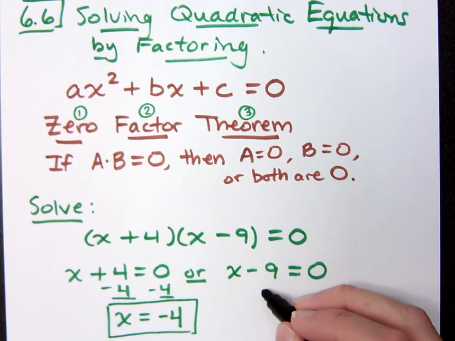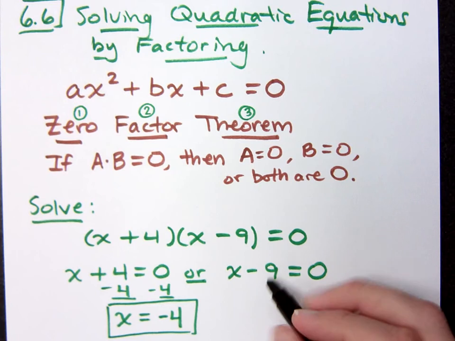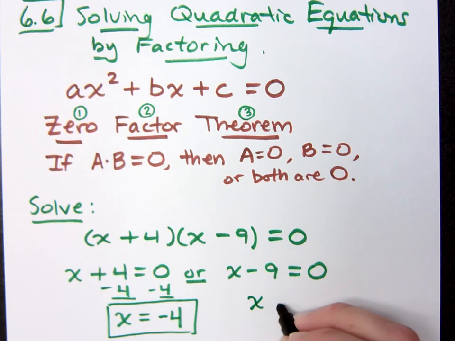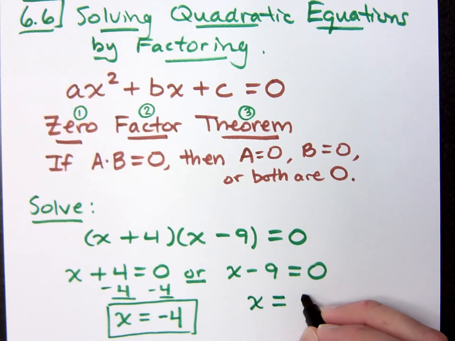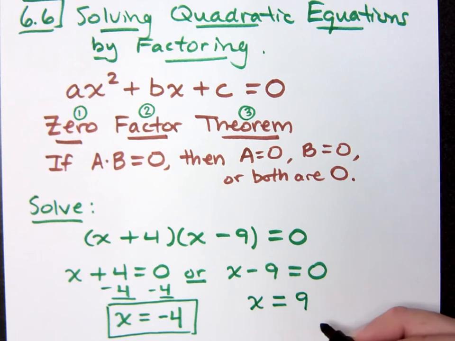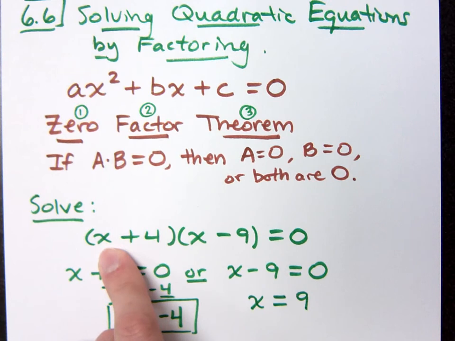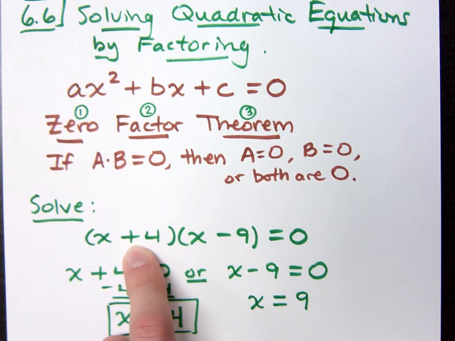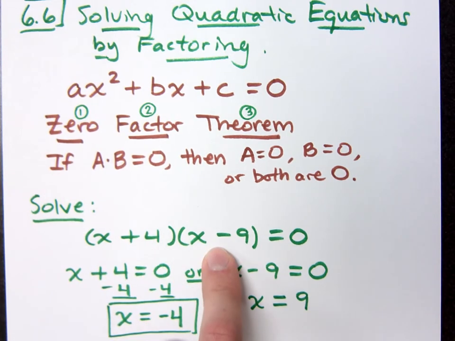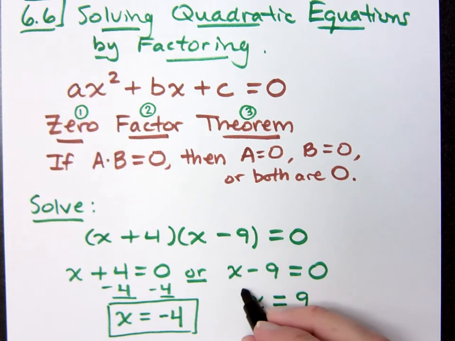What about this guy over here, though? If x minus 9 equals 0, do the mental math, that means that x must equal what? Positive 9. Does that guy work out? If I plug 9 in here, what do you get? 13. What's 13 times 0? 0. So that guy also gives me a true statement, right?